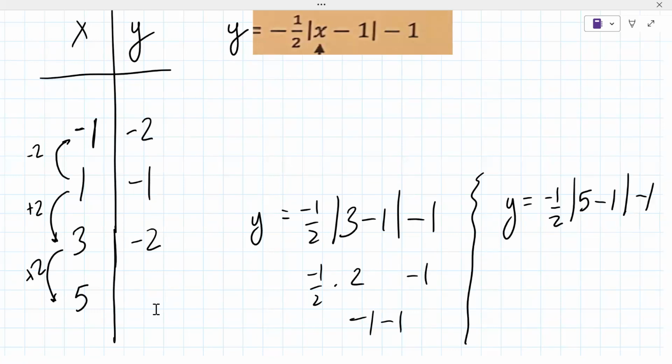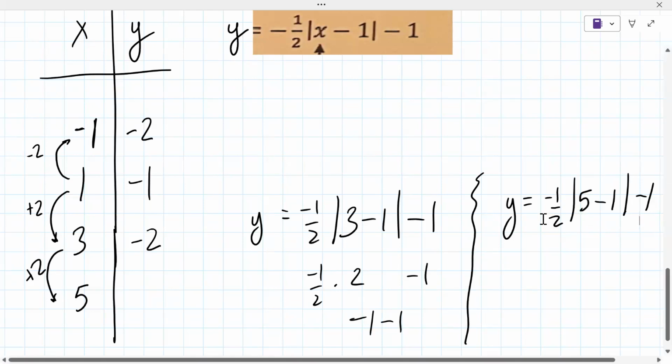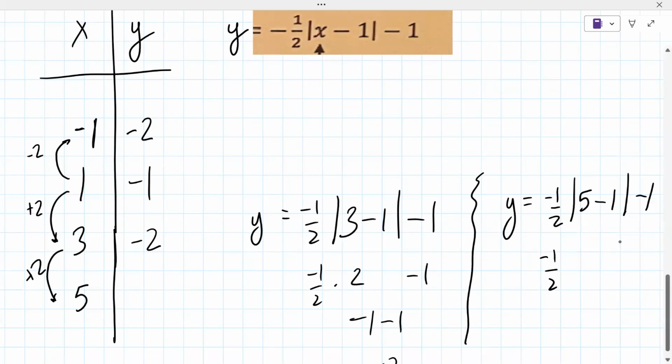Is it 1? It is not 1 because they're both negative. So it should be -1/2 times 4 minus 1. Is it -3? Yes, that is correct. So then when we're going the other direction now on the table, we gotta subtract 2. So that's -3, and that goes with the -3.